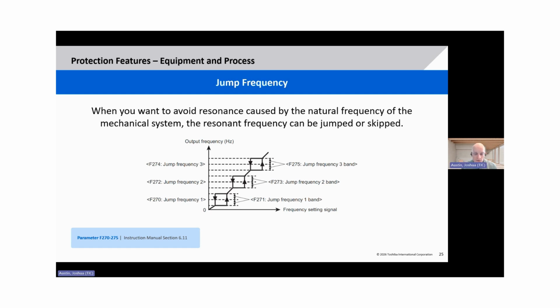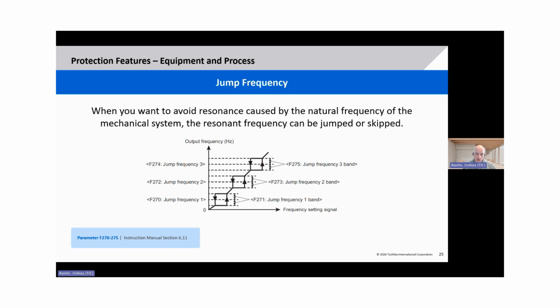Jump frequencies are sometimes called skip frequencies. This is helpful when you have a mechanical or natural resonant frequency in the system. It's not normally caused by the VFD, but sometimes using a drive with a PWM output and that carrier frequency may cause it to amplify the resonant frequency. But typically, you'll notice the increased vibration at the resonant frequency.